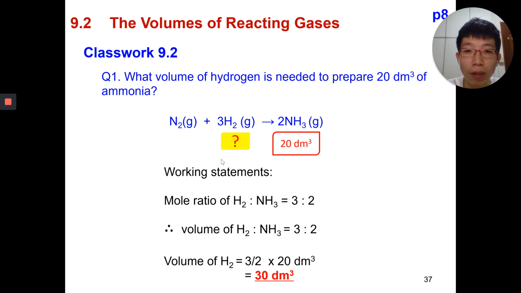Step 1, write down the mole ratio. In this case it is 3:2. So this is 3 mole to 2 mole, 3:2 mole. The volume ratio will be the same as well, 3:2. So in order to find the volume of hydrogen gas being used, it will be 3/2 times 20 dm cube. Basically I just take 20 divided by 2 to find out 1 unit, then I times 3 again to find out 3 units. So this is question 1.